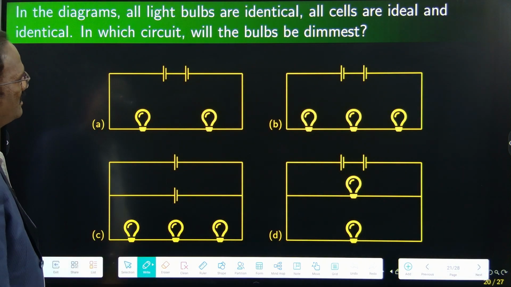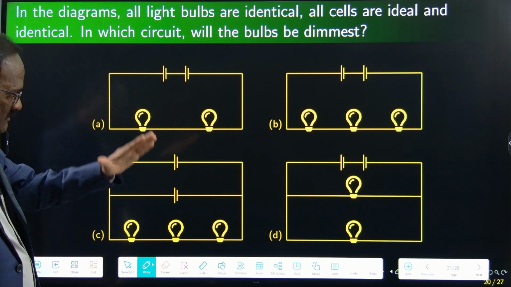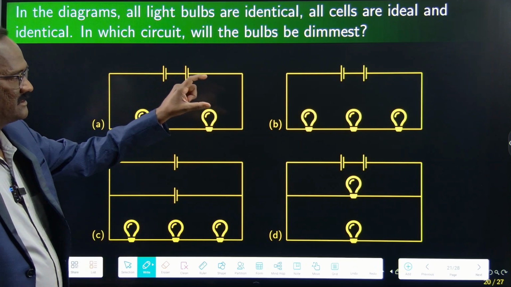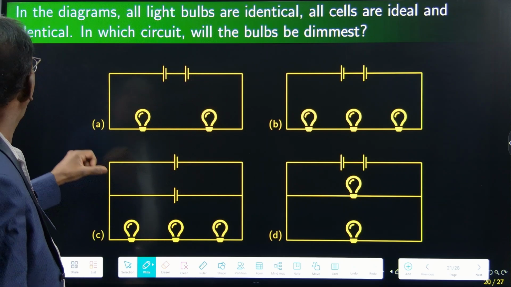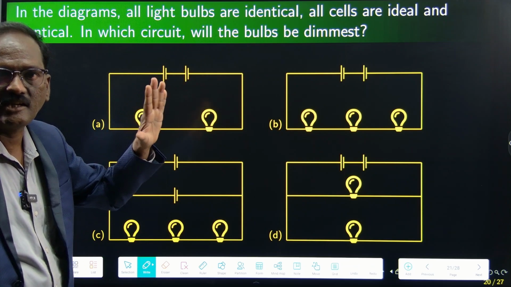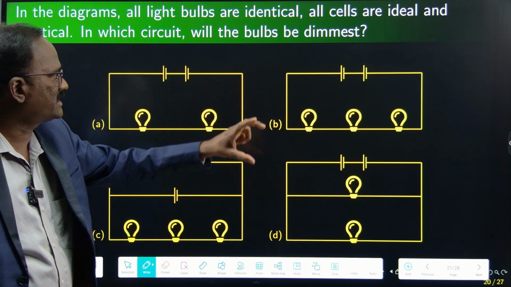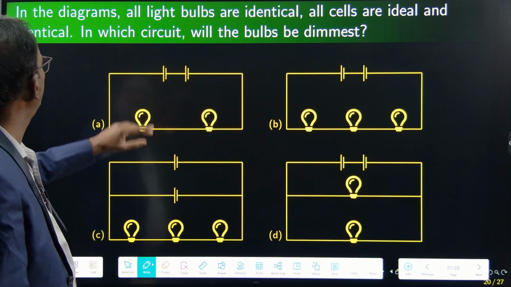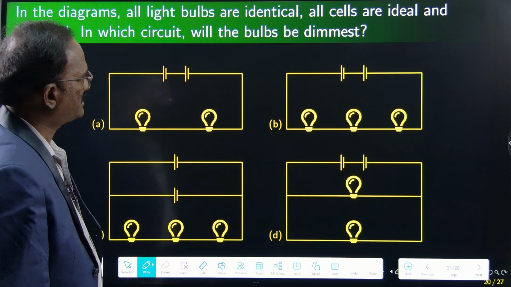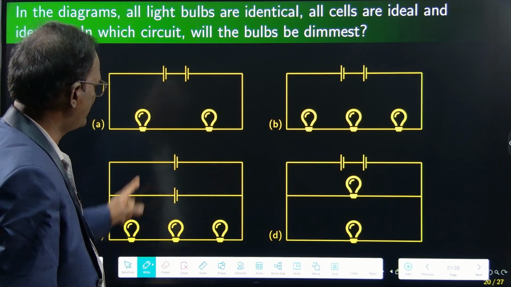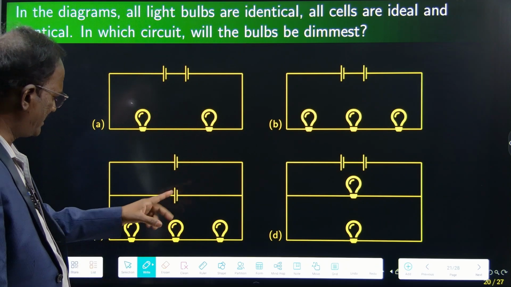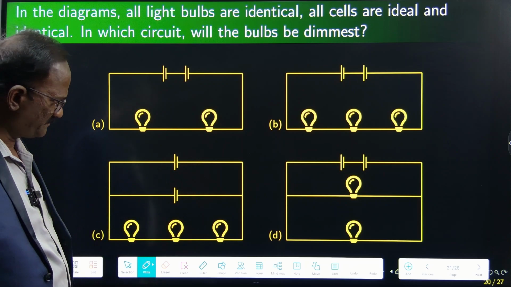In the diagrams, all light bulbs are identical. All cells are ideal cells, which means no internal resistances. Ideal means they don't have any internal resistance. Identical means the voltage rating is the same, right? In which circuit will the bulbs be dimmest, the most dim, when the bulbs are glowing uniformly? In which circuit? A, B, C, D.